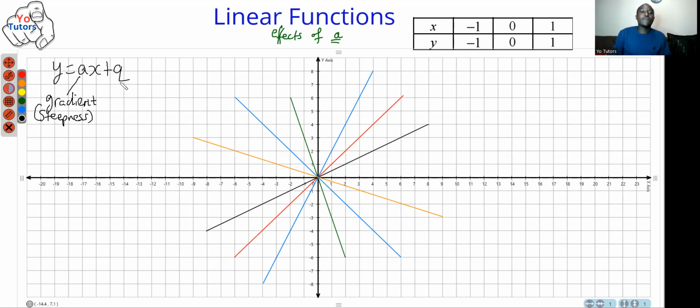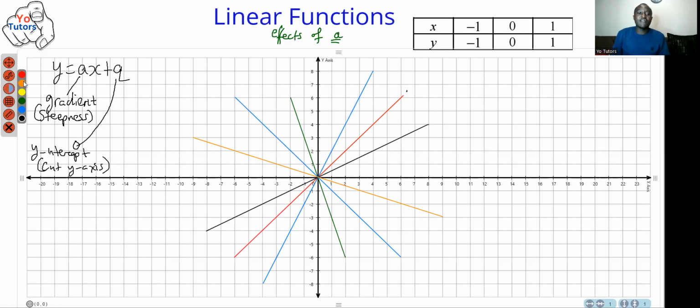Okay, then what about q? When you look at q, it is actually the y-intercept. So given that the coefficient of y is 1, it means that the value where the graph crosses the y-axis is actually the q. So this y-intercept means that where the graph cuts the y-axis. So cut y-axis. Okay, that's what we mean by the y-intercept. Okay, now let's get back to the equation.